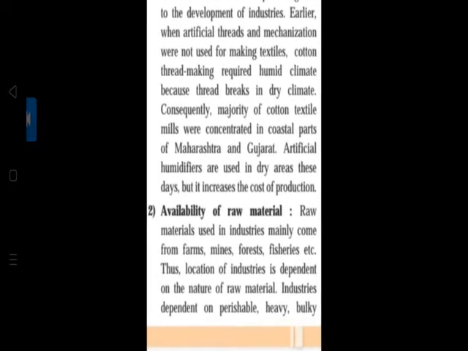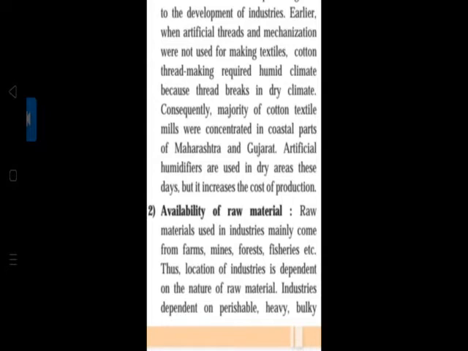Consecutively, the majority of cotton textile mills were concentrated in coastal parts of Maharashtra and Gujarat. Now Maharashtra and Gujarat, why? Because they have a climate which is suitable for this kind of industry. Artificial humidifiers are used in dry areas these days, but it increases the cost of production. Now I can add on to the machinery, and I can get a lot of solutions. But this also adds cost to my production, and the cost of the final product also increases.